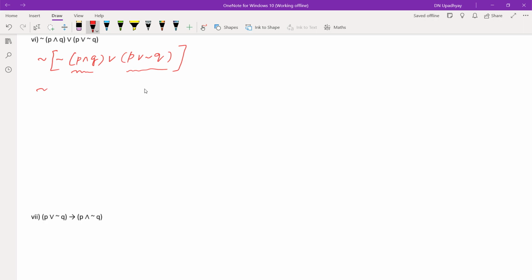So negation of the first term. There is already a negation, two-time negation, P and Q, and then what is the rule? And negation of P or negation Q. Right? So what is the justification? Negation of disjunction. So this is the justification. Next one.